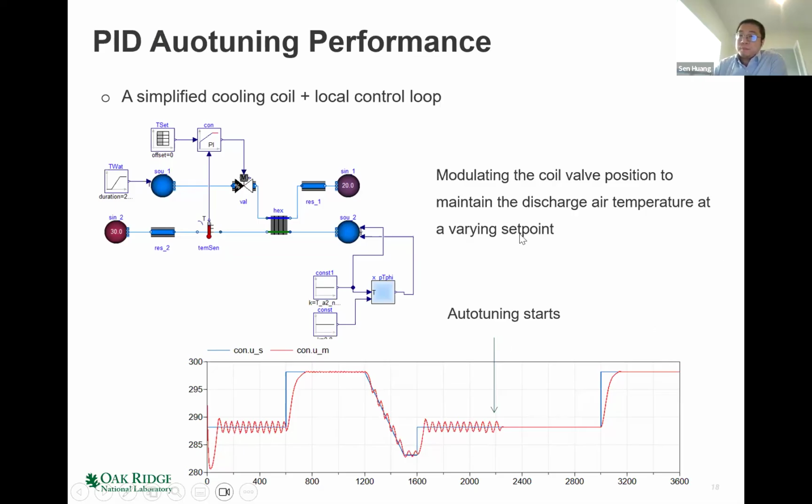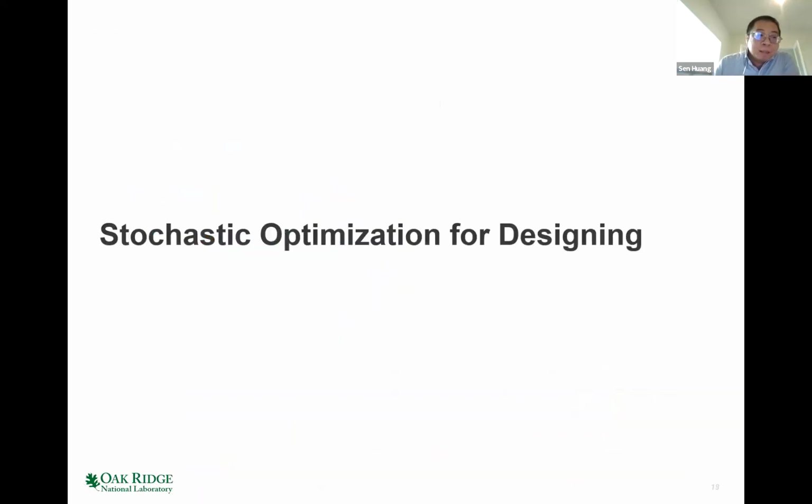So that's really showing that first, PID tuning is something we really need to pay attention to. And then it also shows that we are able to solve the problem with the tuning process. Okay, so the next part is really about the uncertainty.